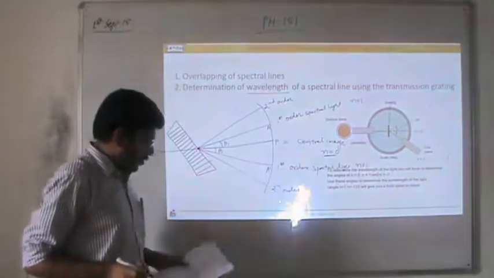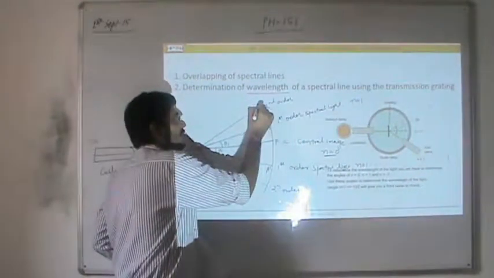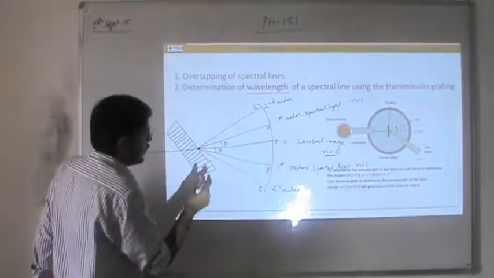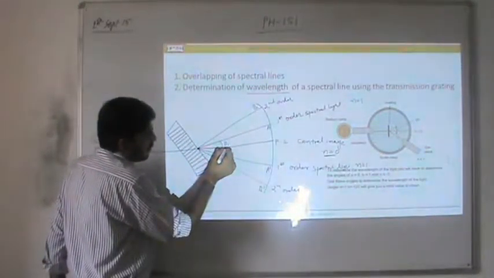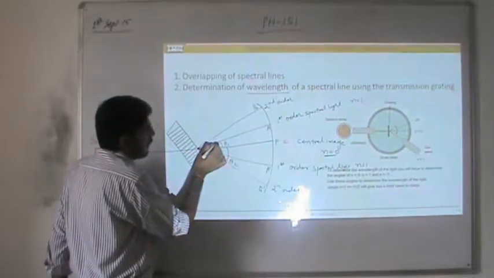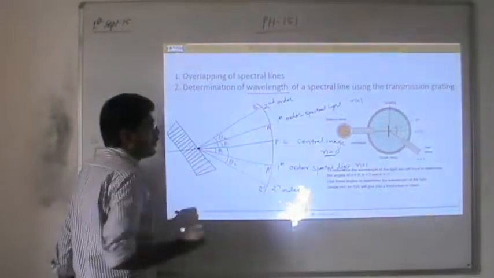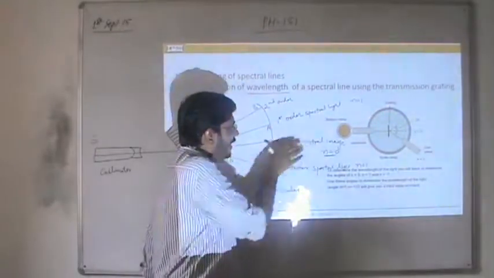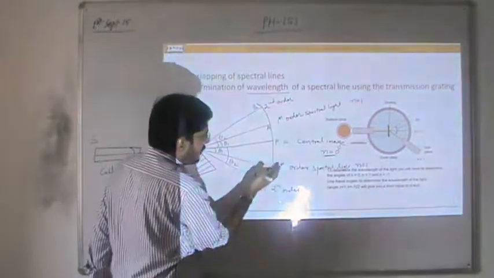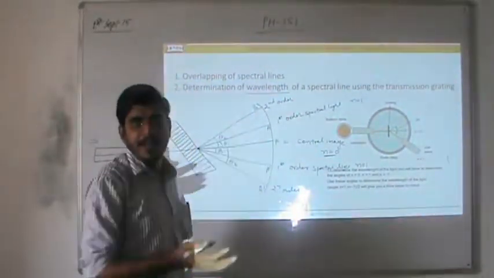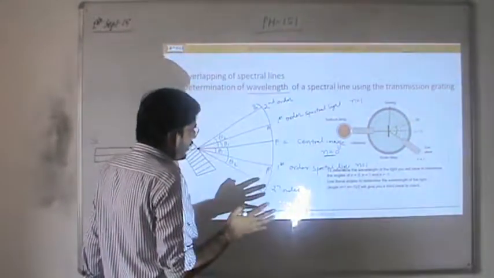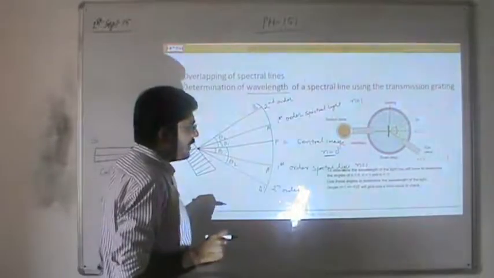So now I give the new points. This is B and this is B prime. Initially it was theta 1, the new angle will be theta 2. So P is the central image, with first order and second order on the right hand side, and the same first order and second order on the left hand side. So this is the spectrum of a plane transmission grating.